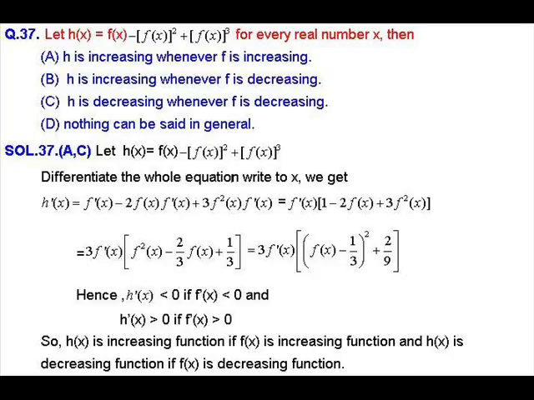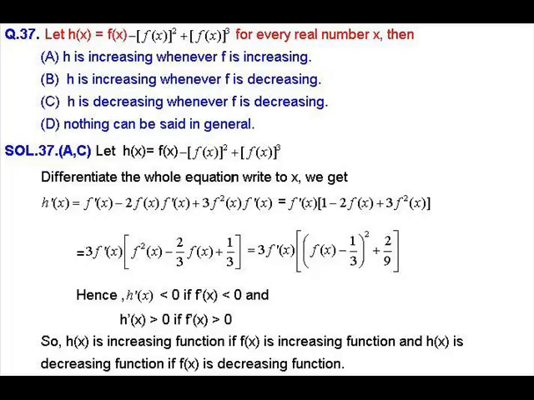So firstly we will compute the derivative of h with respect to x. When we take the derivative of h, we have h dash equal to f dash minus 2f times f dash plus 3 times f square times f dash. When we solve this, we have h dash x is equal to 3 times f dash x times (f(x) minus 1 by 3) whole square plus 2 by 9. So here h dash x is nothing but a product of two factors. In these factors, one factor is purely positive for all values of f(x).